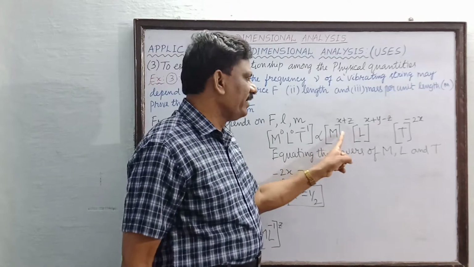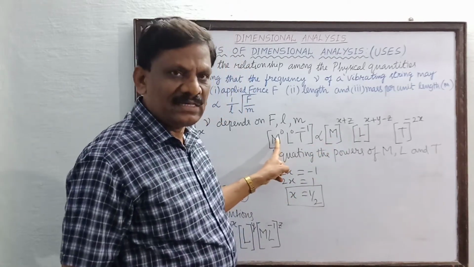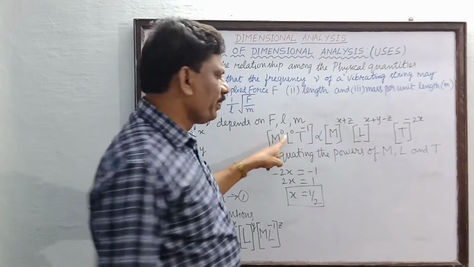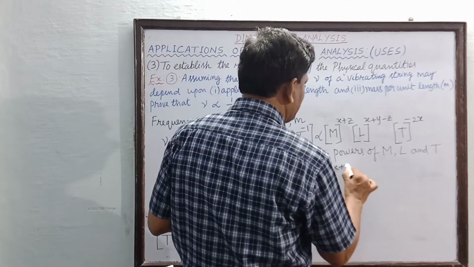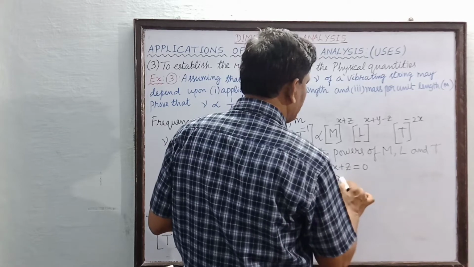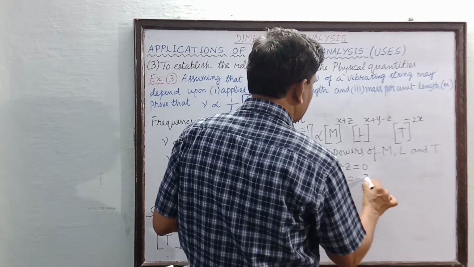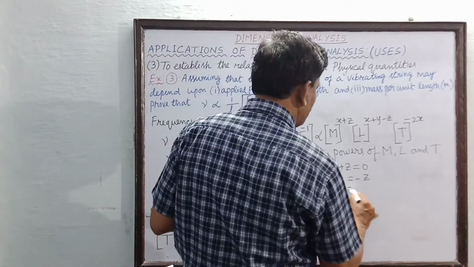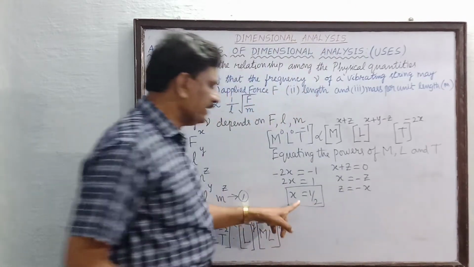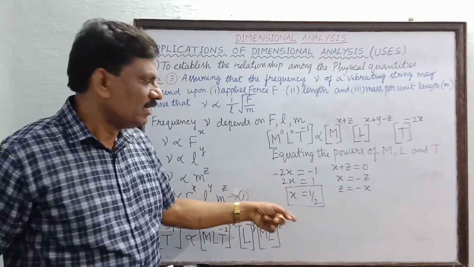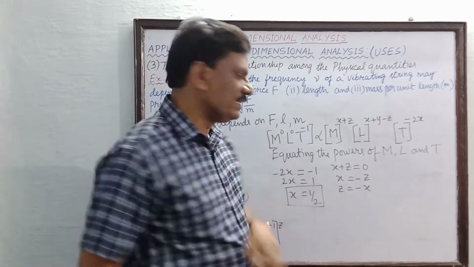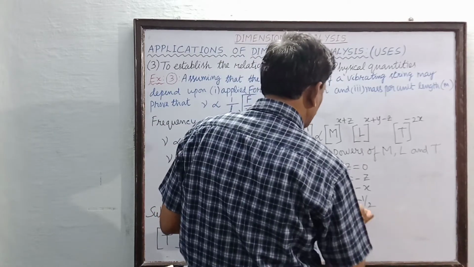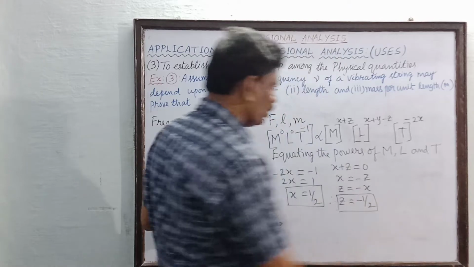Second one is I will equate the m term. That also is very simple. M term: x plus z. Here 0. So x plus z is equal to 0. Therefore x is equal to minus of z, or z is equal to minus of x. Okay, I will take z is equal to minus of x. X is already half we have got. Therefore z must be equal to minus 1 by 2.